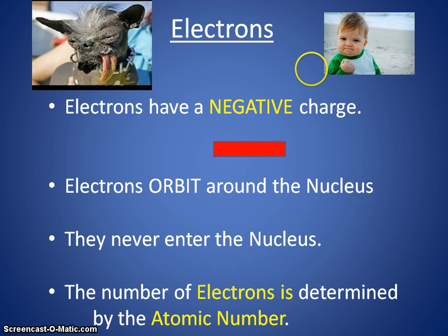Electrons have a negative charge. Again, they orbit or go around the nucleus. They never enter the nucleus. So electron just is a stray dog. He never goes inside the house or the nucleus. He stays out and about. The number of electrons is determined by the atomic number. So we talked about the atomic number being the number of protons, but it's also the number of electrons. So the number of electrons is determined by the atomic number.